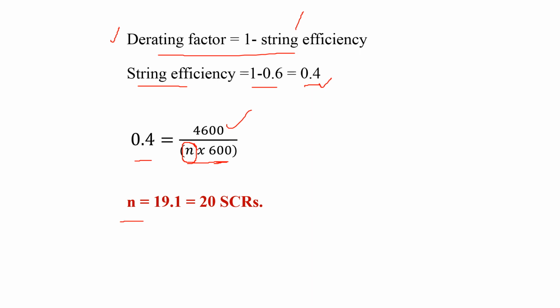N is equal to, we are getting 19.1. But it is not possible to connect the SCRs in fractions. So consider 20 SCRs which are connected. 19.1 indicates 20. That is, 20 SCRs are connected in a string. That is the answer for the number of SCRs which are connected in a string. This type of problems are also very important from the GATE point of view.